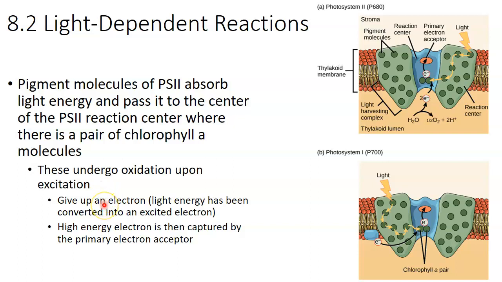So they give up an electron. And we know that electrons represent energy. So what just happened is light was captured and energy was transferred from the pigment molecule to the primary electron acceptor. So now that primary electron acceptor has that energy.